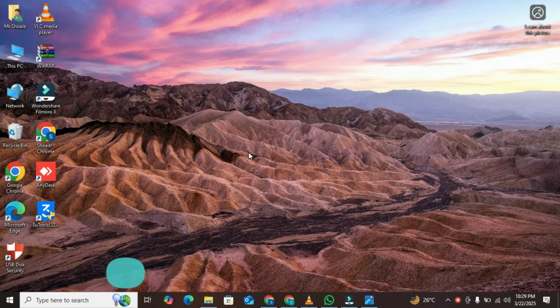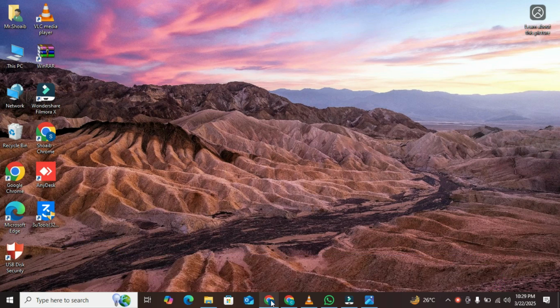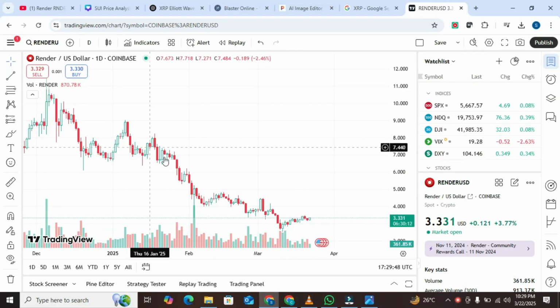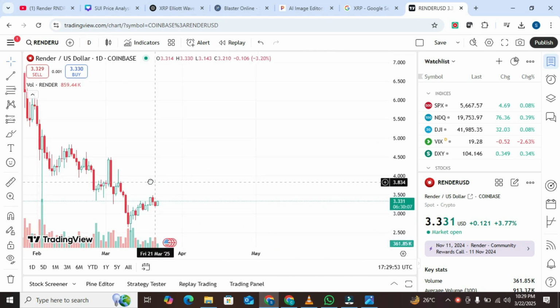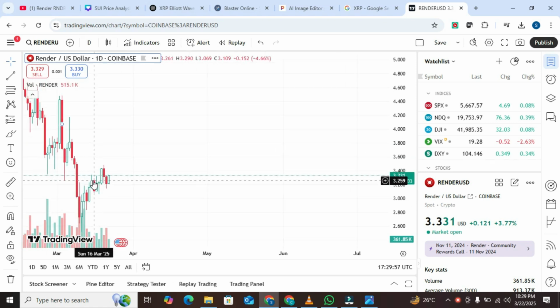Today, we're looking at the latest Render, RNDR, price action with an Elliott Wave analysis update. Let's break it down. Right now, the Render chart is showing signs of a potential reversal, but we don't have full confirmation yet. There have been some strong upside movements, but we need to see specific patterns before we can confirm that a low is in. Since the weekend is approaching, major price moves are less likely in the short term.